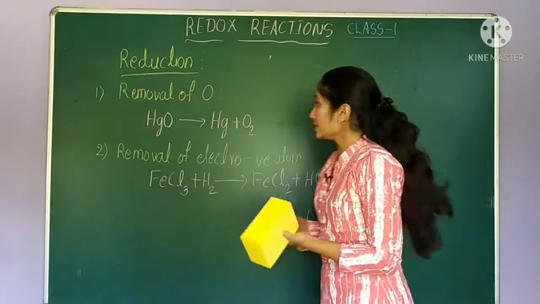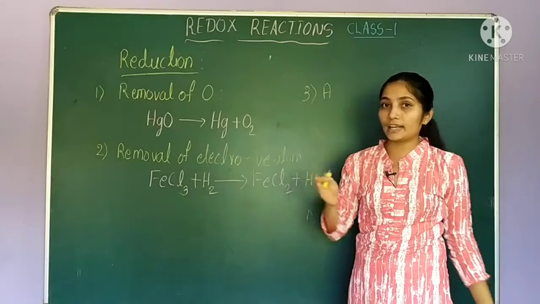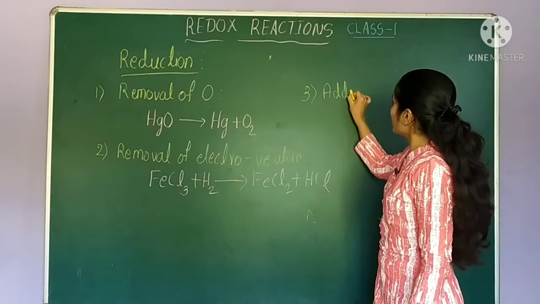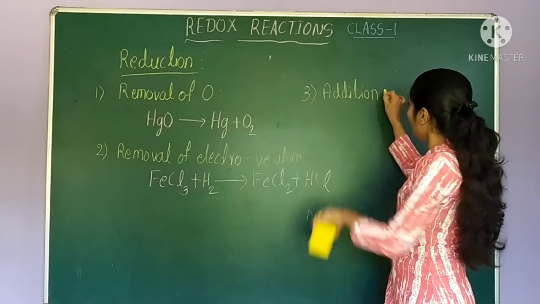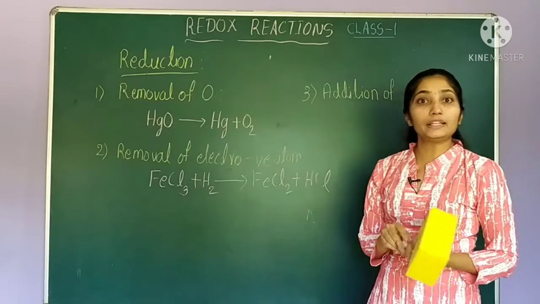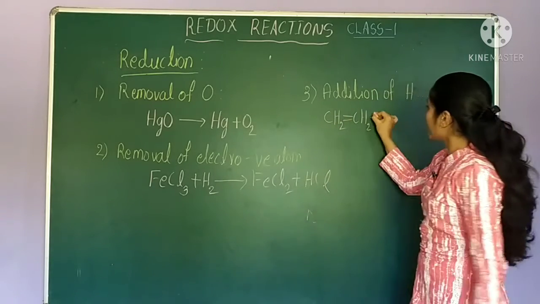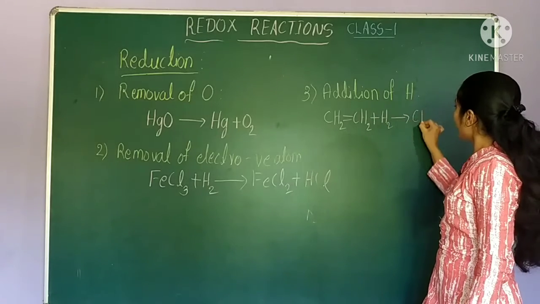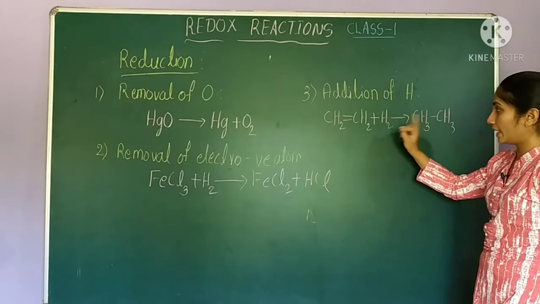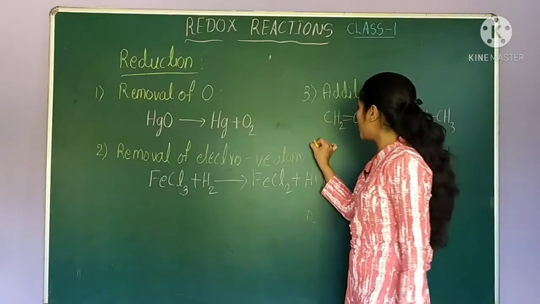The third definition is addition of hydrogen. In oxidation we studied removal of hydrogen, but in reduction it is addition of hydrogen. You can take the example of ethene, CH2=CH2. When this reacts with H2, it will form CH3-CH3. This is an example of addition of hydrogen. I am adding one hydrogen to each carbon atom.